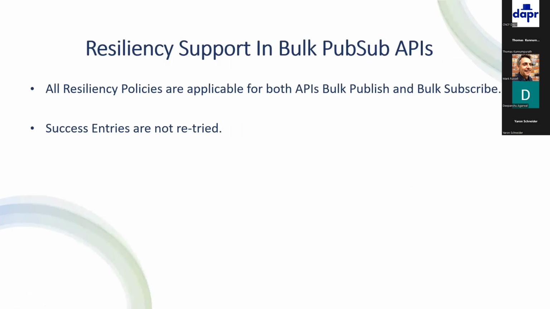Moving ahead, with the bulk Pubsub APIs we will be able to see resiliency support, and all types of resiliency policies are applicable for both APIs, bulk publish and bulk subscribe. And it is set up in such a fashion that if, let's say, there are n messages, and n/3 messages failed, then only those n/3 messages will be retried, and the successful entries will not be retried.